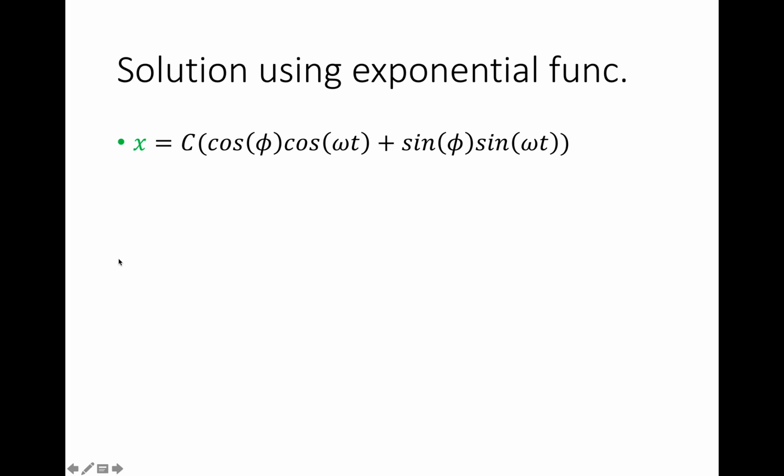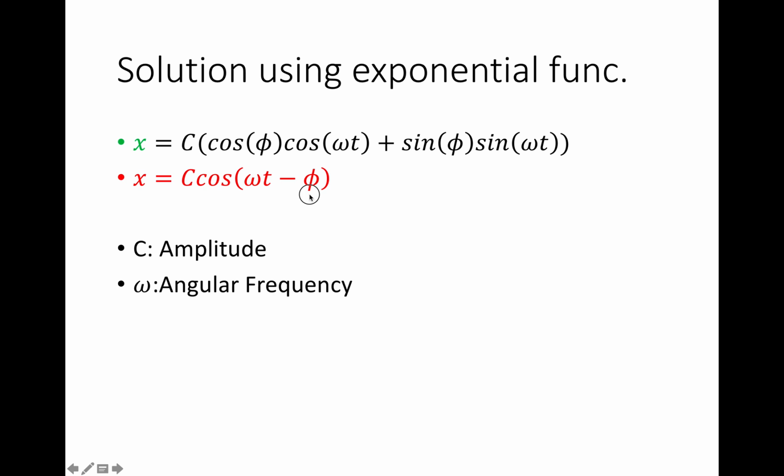As a final solution, we can get back out here. You can see cosine phi cosine omega t, sine phi sine omega t, with the C outside. So the final resolution will be x equals C cosine omega t minus phi. This is the same result as we discussed before, where C is amplitude, omega is angular frequency, and phi is the phase angle. So these two kinds of methods finally get the same equation.